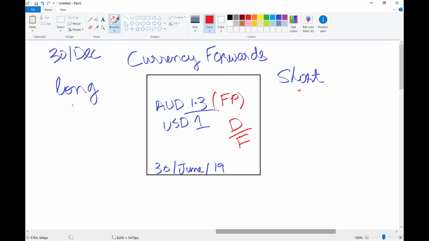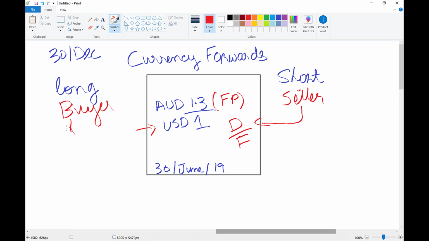Now, for some students it sounds really confusing that when you're buying one currency, you are selling another currency. Always remember, we will see long, which is the buyer, and short, which is the seller, from the perspective of the foreign currency. Long will buy USD 1 for 1.3 Australian dollars and short will sell USD 1 for 1.3 Australian dollars. It means if anyone is buying USD, then he or she must be selling Australian dollars. So if anyone wants to buy foreign currency, then he or she should enter as a long position.